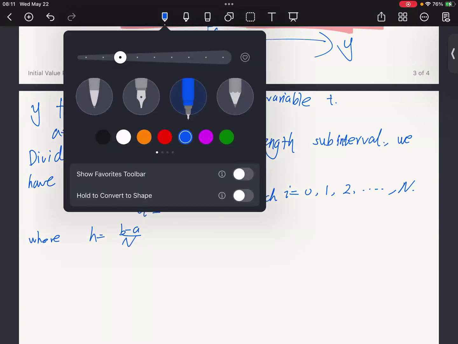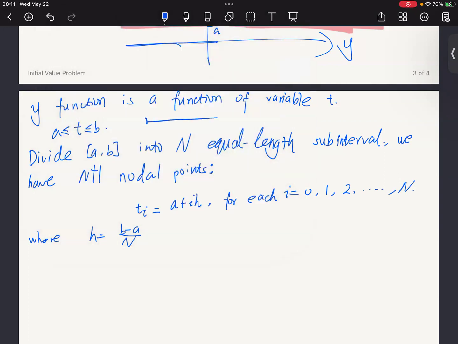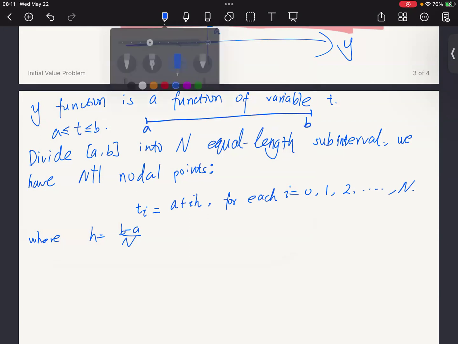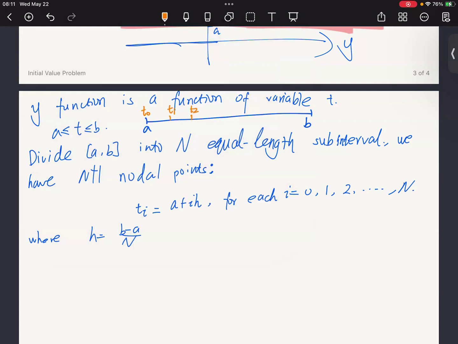So that is just, we are dividing the interval [a, b] into n subintervals, where we put this one to be t0, and then t1, t2, all the way to the last point, which is tn, the right endpoint here. And this is the first thing we need to do for Euler's method.